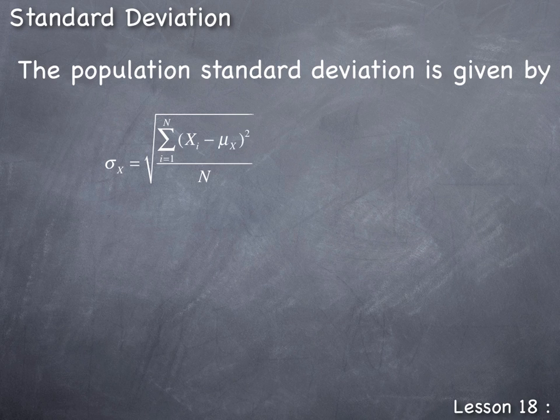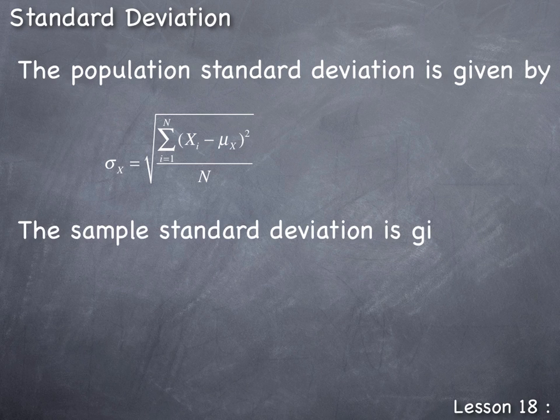The population standard deviation is given by the formula sigma sub x, and it is calculated by taking the square root of the sum of the quantity of the population data values minus the population mean, quantity squared, divided by the population size. The sample standard deviation is given by the formula s sub x, and it is calculated by taking the square root of the quantity, which involves the sum of the sample data values minus the sample mean, quantity squared, divided by the sample size n minus 1.